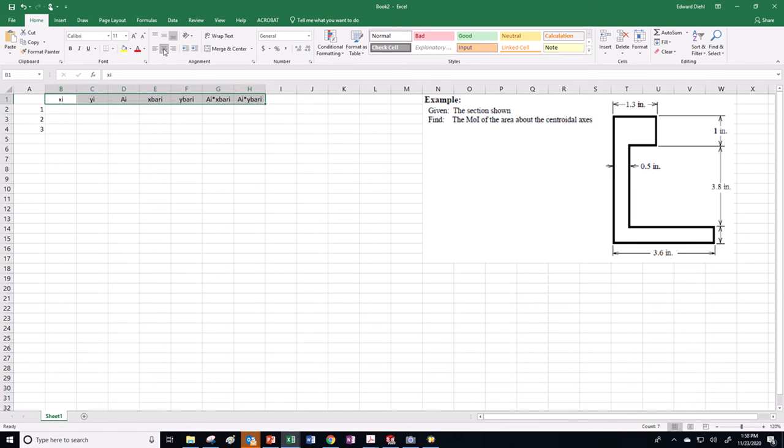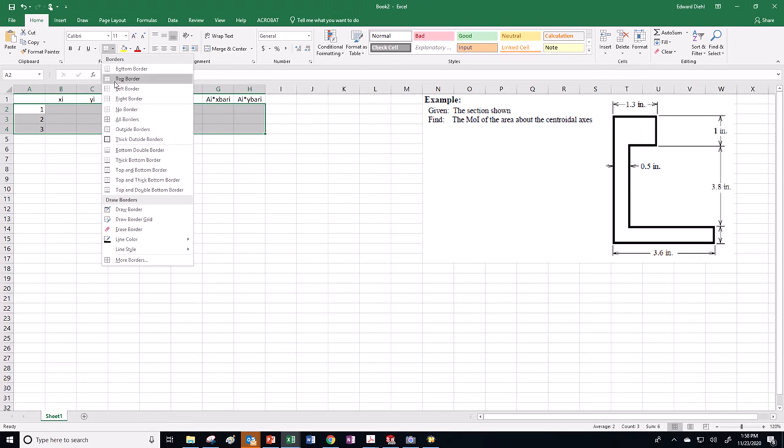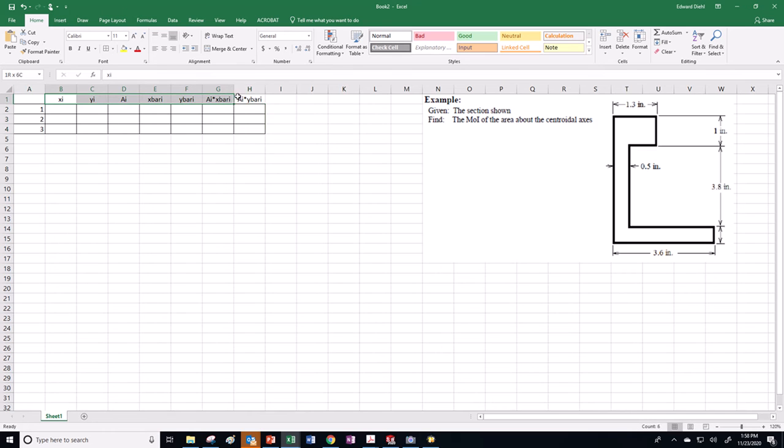Formatting. Make that in the center. I'll even put in lines right in here. Okay, and I'll enter in my numbers: 3.6, 0.5, 1.3, and 0.5, 3.8, 1. I can take the area by multiplying that times this right here, right?